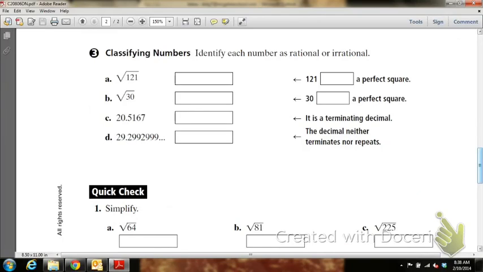Okay, in the last part here, you're going to classify some numbers. You're going to identify each number as rational or irrational. So rational will be if the square root is nice, and irrational will be if the square root is bad. So 121, is that a perfect square or not? It is a perfect square. So since that equals 11, I'm going to say rational. 30, however, is not a perfect square. It was not in that chart that we just wrote down. So that's going to be like 5 point something. It's going to be gross. So we're going to say irrational.